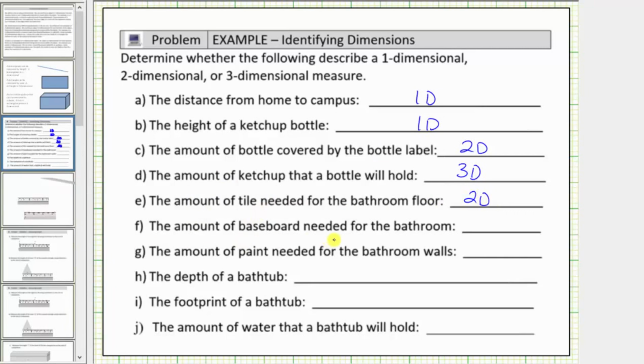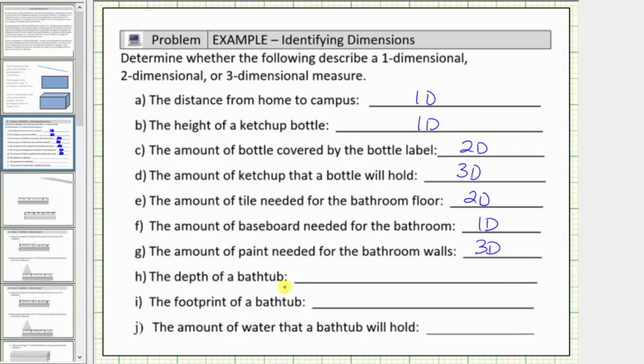F, the amount of baseboard needed for the bathroom. We order baseboard based upon linear feet, which is a length, and therefore this should be one-dimensional. Even though a baseboard is a three-dimensional object, we do measure it in linear feet, and therefore we do classify this as one-dimensional. G, the amount of paint needed for the bathroom walls. We need to be careful here because the bathroom walls would be two-dimensional, but we order paint based upon the number of gallons, which is a volume, and therefore the amount of paint is three-dimensional.